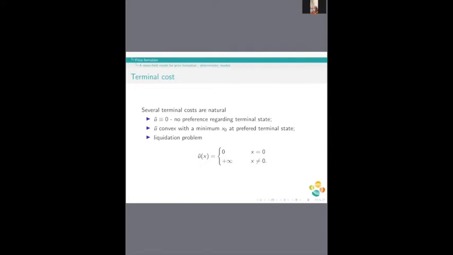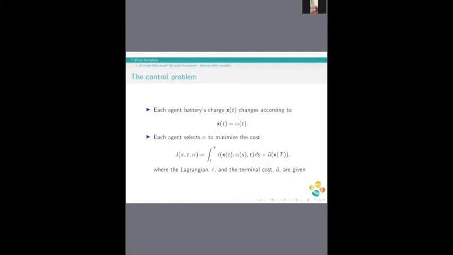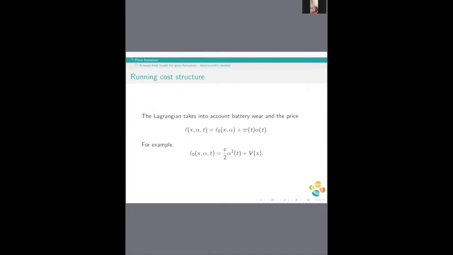And now the question is the Lagrangian. Recall that what the agents are trying to do is to minimize a running cost plus a terminal cost. I discussed the terminal cost. Now I'm going to discuss the running cost. So the running cost has 2 parts, and one is somehow forced upon you by what the price means.